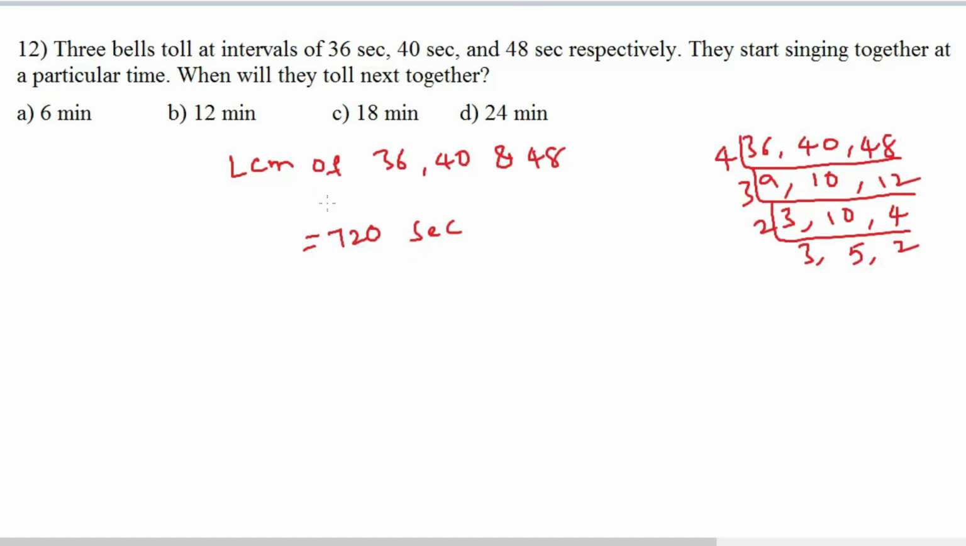But our answer is in minutes. 720 seconds convert to minutes. 720 divided by 60. 0 0 cancel. 6 1 time, 6. 1 is carry. 6 2 times 12, equal to 12 minutes. 12 minutes they will toll next together. Option B.